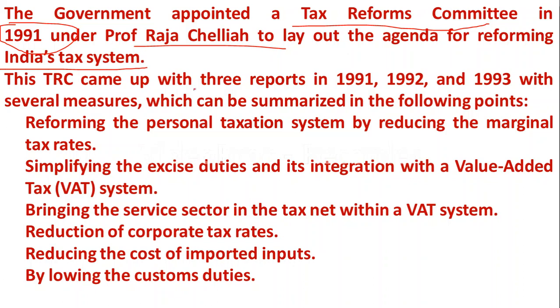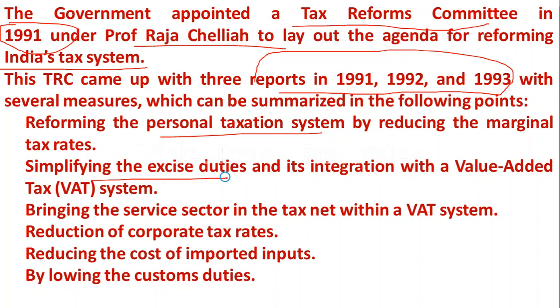And this TRC came up with three reports, in 1991, 1992 and 1993, with several measures such as reforming the personal taxation system by reducing the marginal tax rate, simplifying the excise duties and integration of the VAT system, then bringing the service sector into the tax net within a VAT system, reduction of corporation tax, and reducing the cost of imported inputs by lowering the customs duties.